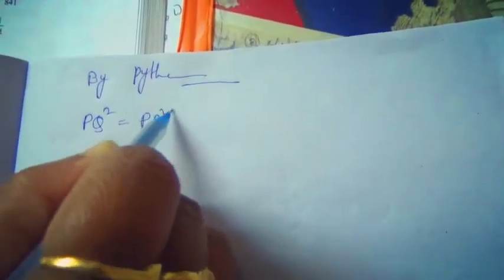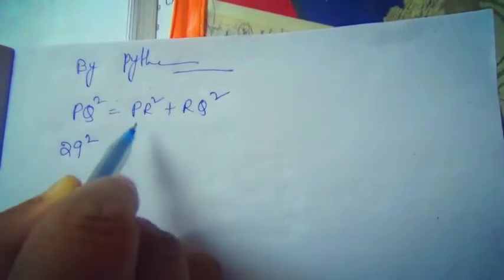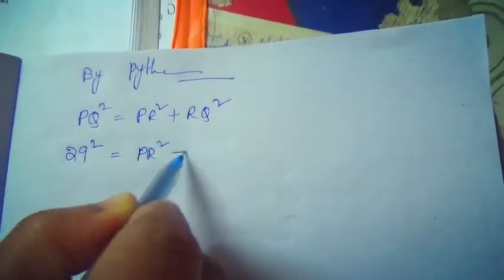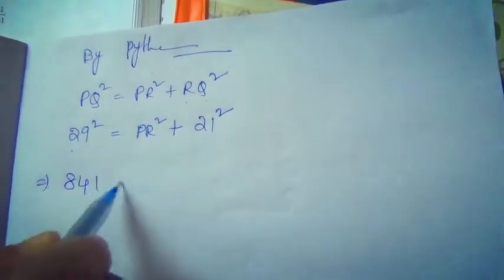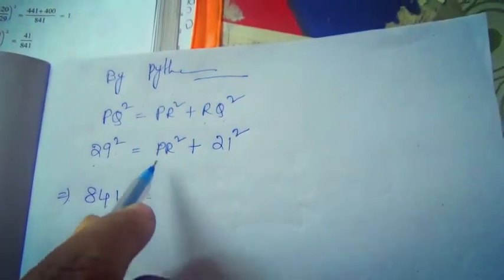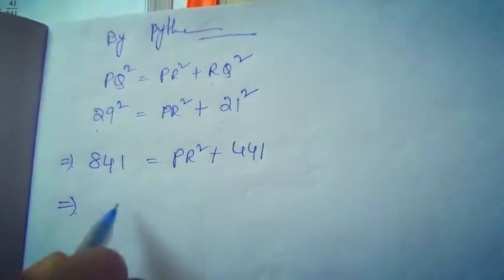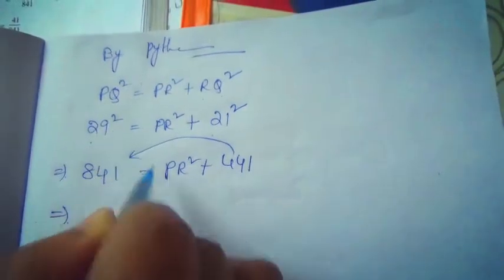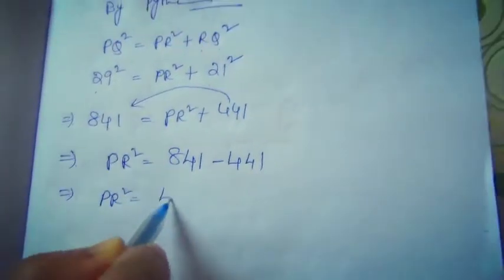Okay, by Pythagoras. So we are taking this equation as PQ square is equal to PR square plus RQ square. Okay. So PQ square we know, that is 29 square, is equal to PR square, which we don't know, plus RQ square is 21 square. That implies 29 square is 841, PR square we don't know, plus 21 square is 441. That implies PR square is equal to 841 minus 441. That implies PR square is equal to 400.